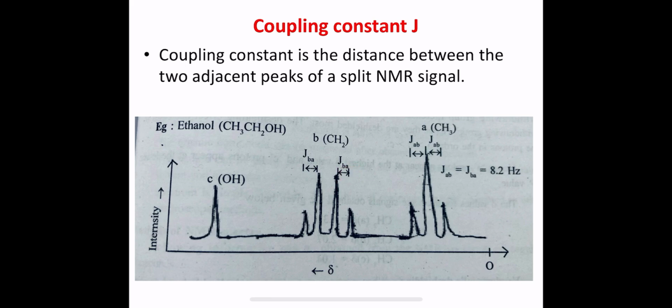Okay, so it is found that JAB equals JBA, hence the protons on adjacent carbon atoms can be identified from the same coupling constants of their signals, and the unit of coupling constant is Hertz. So we use Hertz to measure the coupling constants. So this is what we have about the coupling constant.